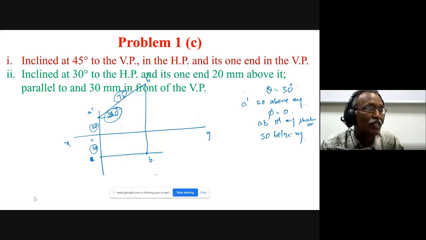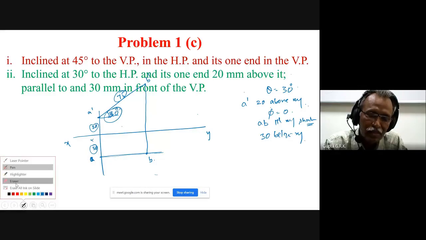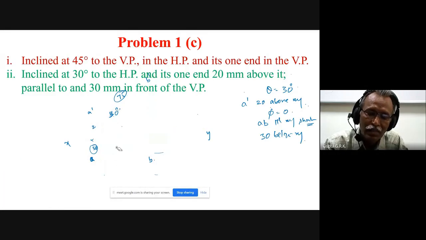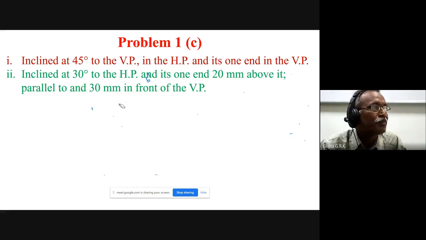Because later, in lines inclined to two planes, I have to combine this data, that data, and all. So unless you are very clear about this, there will be difficulty later. Okay. Now we will see the next one.